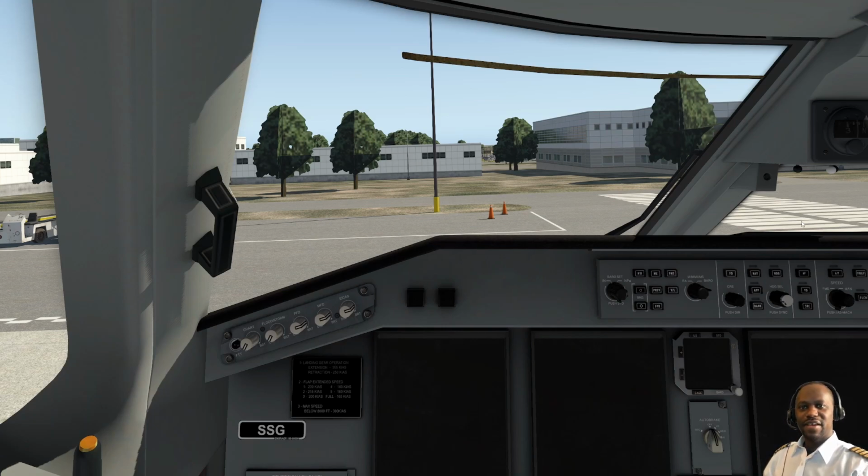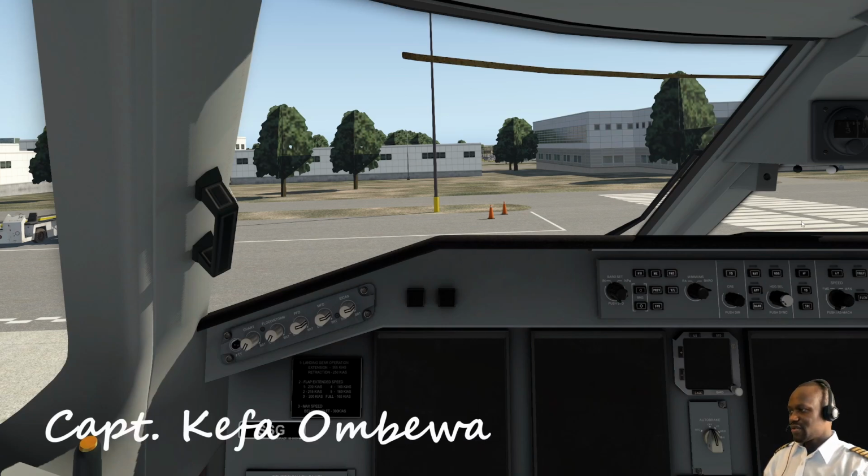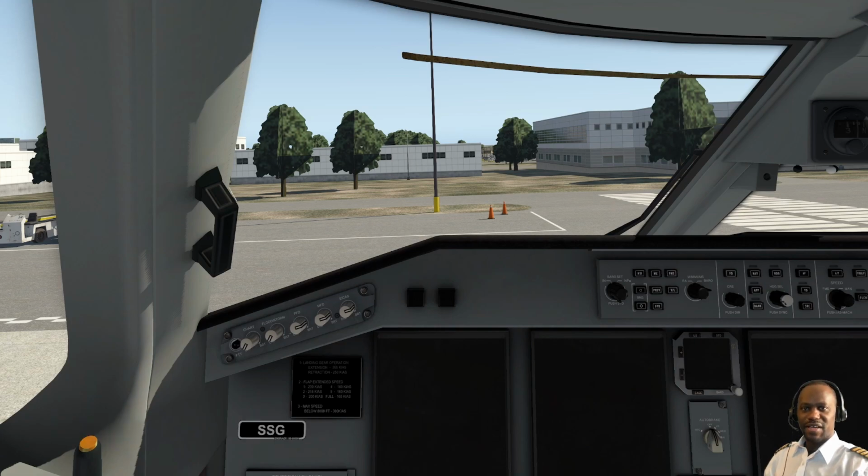My name is Captain Kefo Mbewa, and today we are going to fly from Lusaka International Airport to Harare International Airport in Zimbabwe using this SSG-E195 on the X-Plane 11 simulator. Welcome.